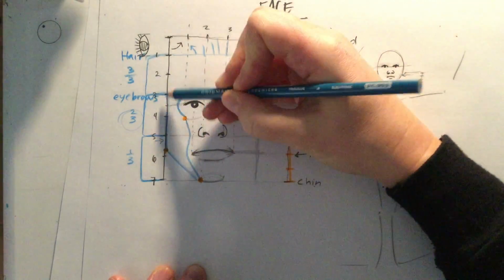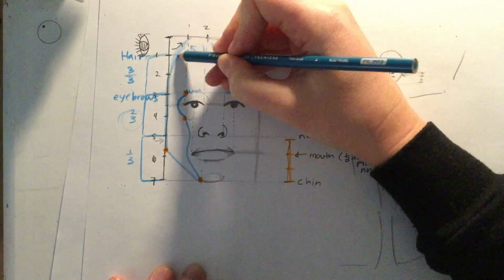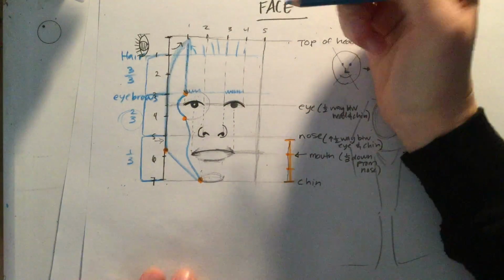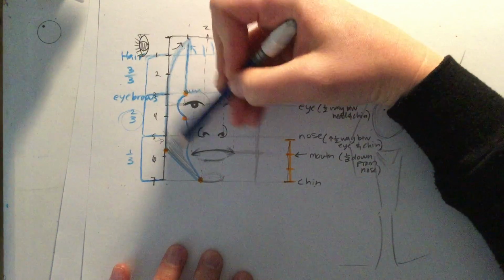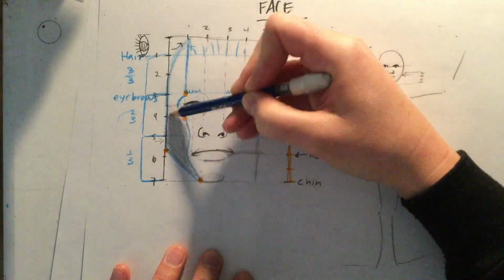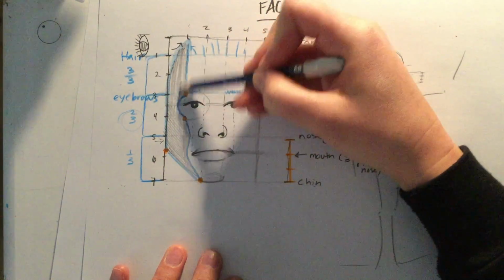Then you go straight up your head, rounded at the top, right? Your cranium is rounded, and then come straight back down to that original point. Okay, that is one side of your head. Most likely this side will catch shadow because it's further away. So you do want to shade it a little bit to push it back.